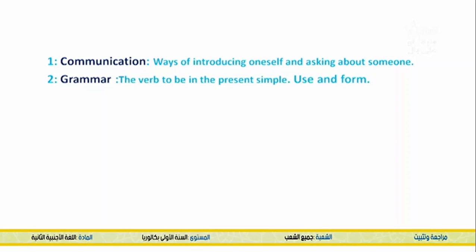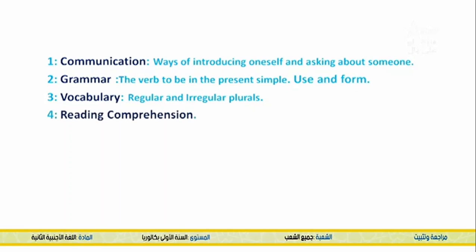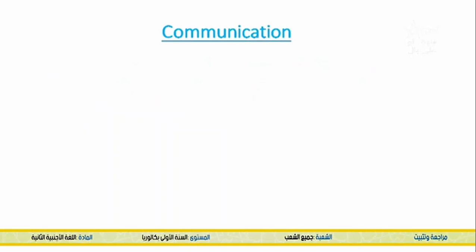Number two, grammar. In this grammar section, we are going to target the verb to be in the present simple, the use and for. Number three, vocabulary. In vocabulary, we're going to do regular and irregular plurals. Number four, reading comprehension. And the last one, writing. So let's get started. Communication.